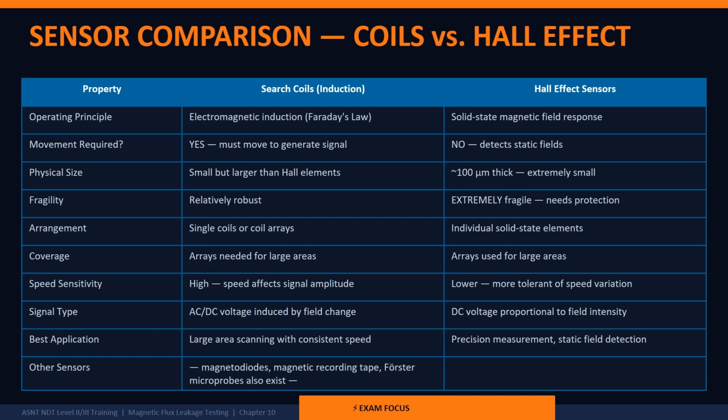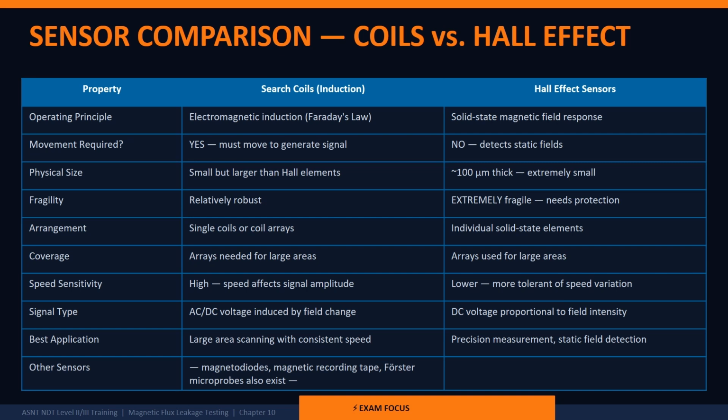Now another important detail. Hall elements are extremely thin. About 100 micrometers, or 0.1 millimeter. Remember that number. 100 µm. This question appears repeatedly in certification exams. Because they are so thin, Hall sensors are fragile. Here's a field scenario. Suppose you are inspecting corroded tank plates with rough surfaces. If your sensor protection is poor, mechanical impact can damage Hall elements. That means expensive downtime and recalibration.